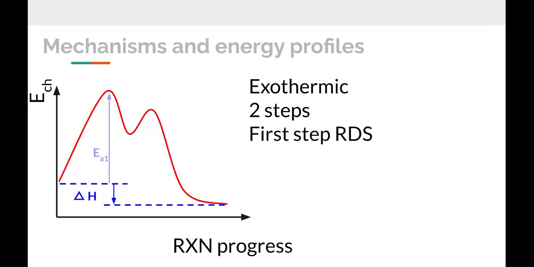We can also tell that the first step is going to be the rate determining step in the mechanism. And the reason for that is because its activation energy is way higher than the second step. So the first step will happen slow, and then the second step would happen faster.